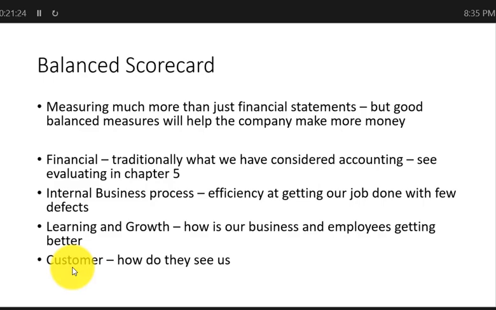Those are all parts of this balanced scorecard. And just like you would have a measure for the ratios, you would have measures and goals, and you would look at how you're reaching those goals each month, maybe each quarter, at least once a year, looking at how we did compared to what our goal is.